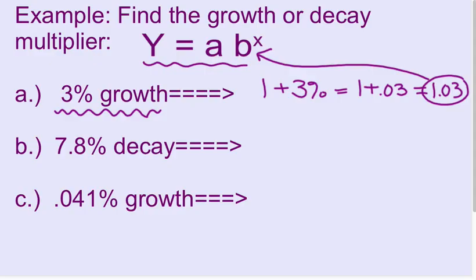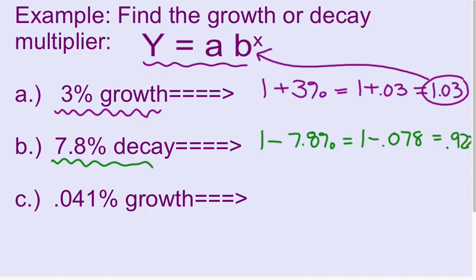Now the next one is the decay. So we're decreasing over time. So it's 1 minus 7.8%. All right, so again, we have to move that decimal 2 places to the left. So it's 1 minus 0.078. Then we can go ahead and identify our decay rate multiplier. So we take 1 minus 0.078, and we get 0.922. Again, that would go in for our B.